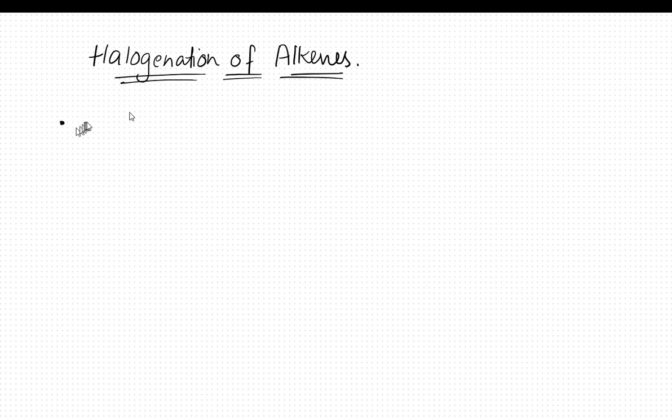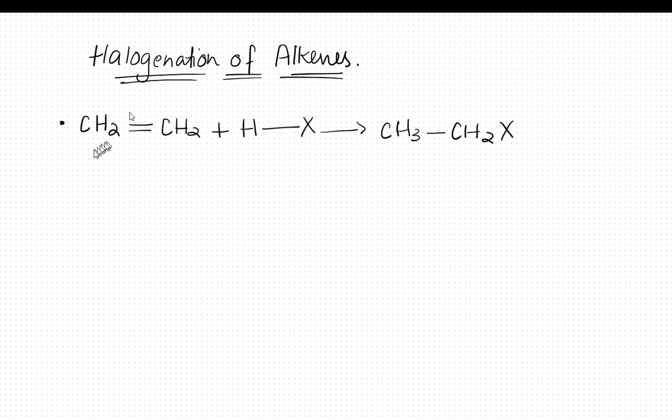Now let's consider an example. Let's say I have my alkene CH2=CH2. This is my ethene, and I am going to react it with hydrogen halide. X could be any of the halogen atoms, and the product that I will get is CH3-CH2X. This is my haloalkane. I got it from the alkene: I reacted my alkene with hydrogen halide and I got my haloalkane. This is the basic reaction to keep in mind before starting this video, that we are going to react alkenes with hydrogen halide.